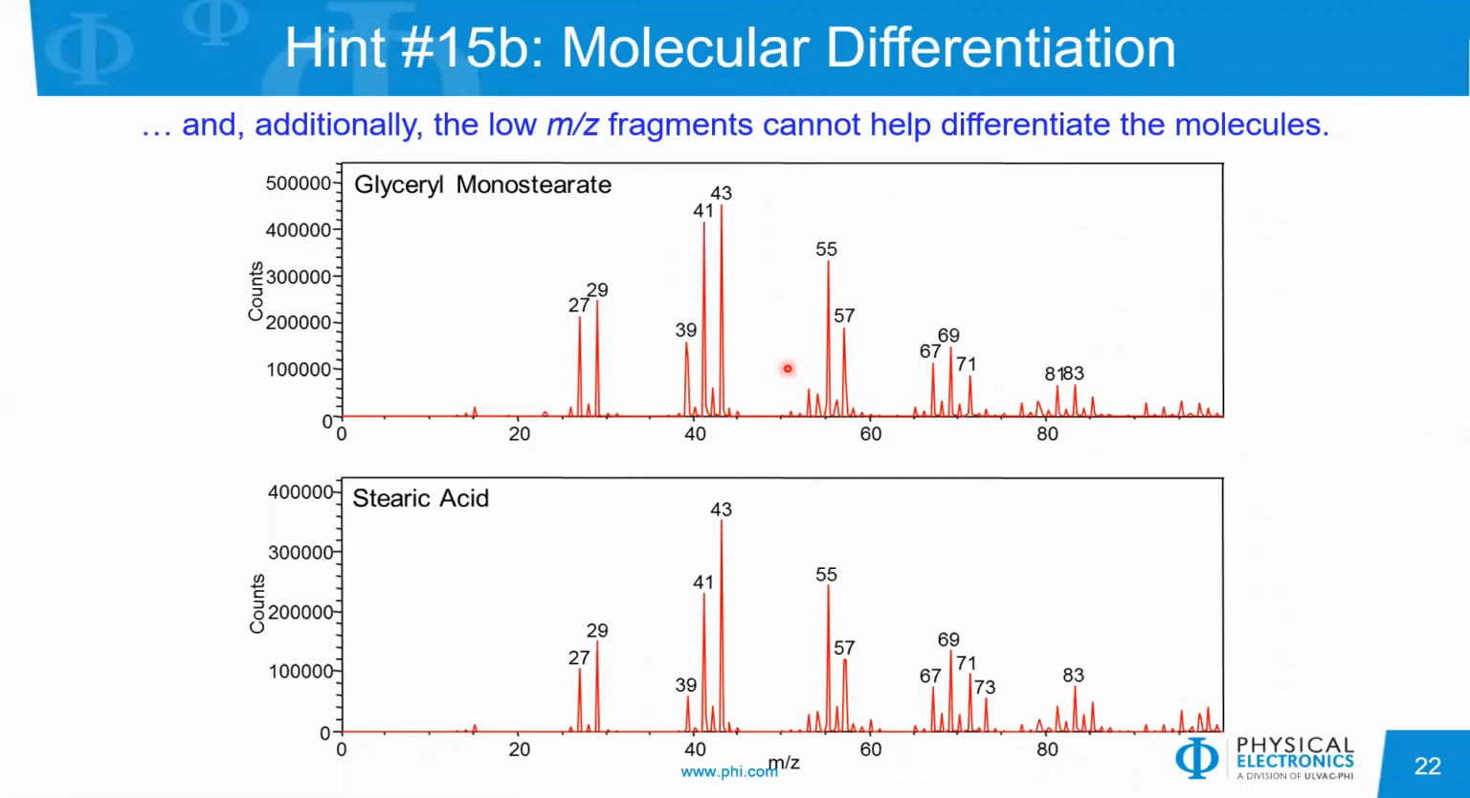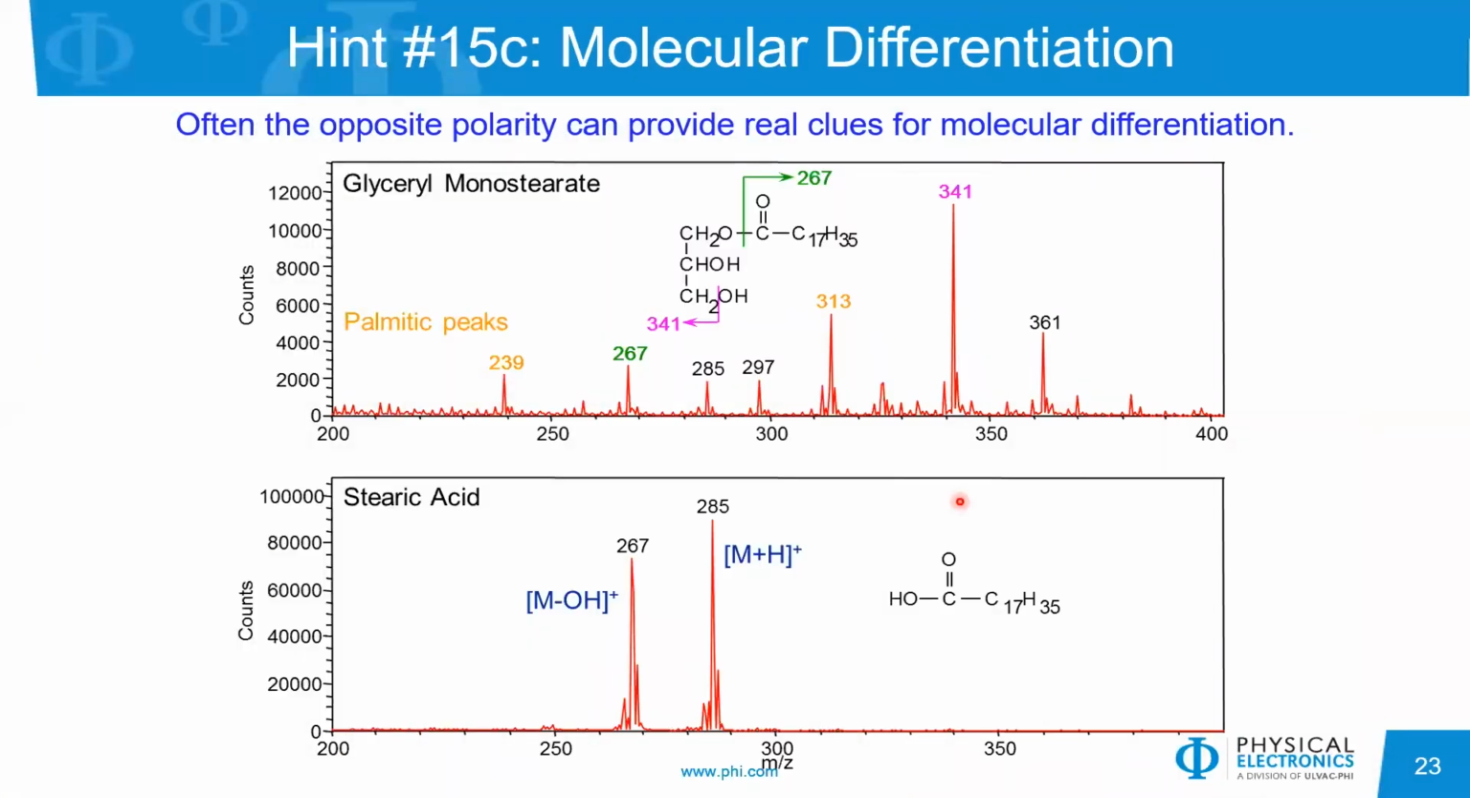So then we might look at the lower mass to charge ratio. This again is the negative ion polarity. This is the positive ion polarity. And we see that at low mass to charge ratio, the peaks are very similar, and it would be very difficult to differentiate stearic acid from glycerol monostearate without using something like multivariate analysis. So let's look more closely at the data and see what else we can find.